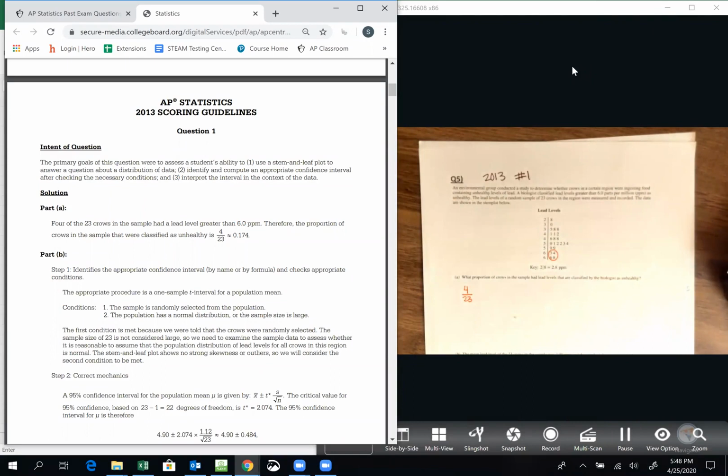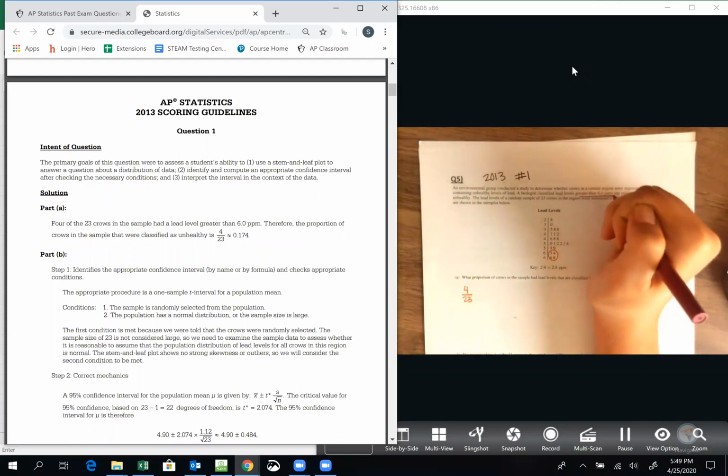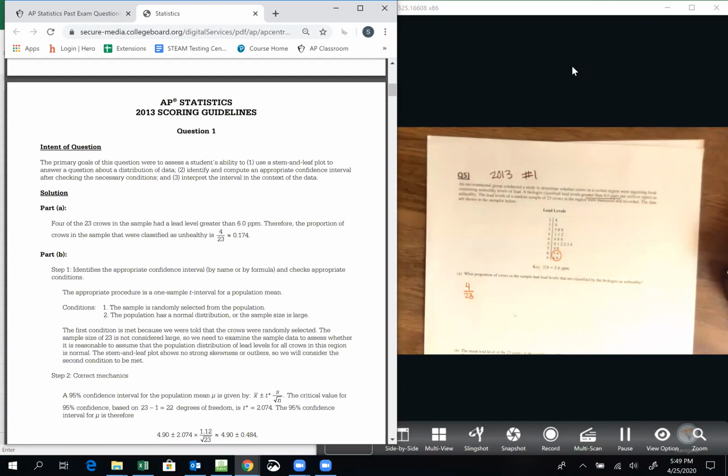All right, this is question 5. Originally, this came from 2013, and it was question number 1. So here they gave us a stem plot. What proportion of crows had lead levels that were classified as unhealthy? It says unhealthy are crows with lead levels greater than 6 parts per million. So that was 4 numbers out of 23 total numbers.